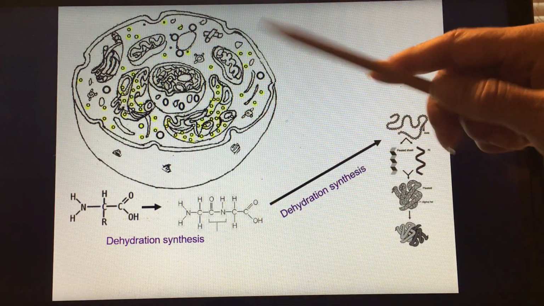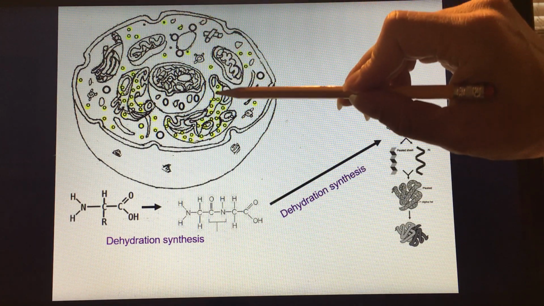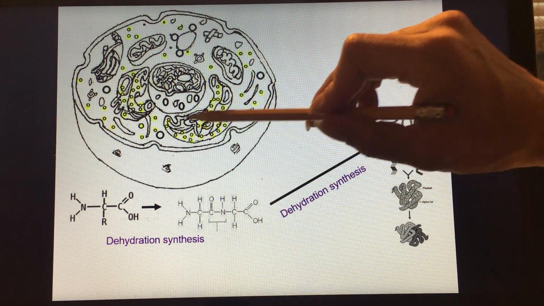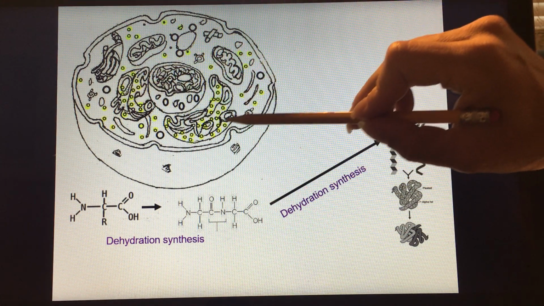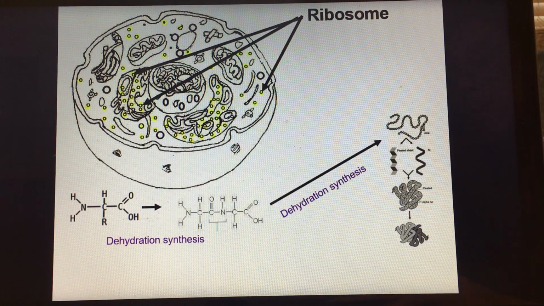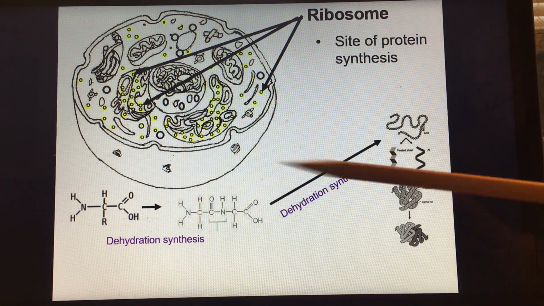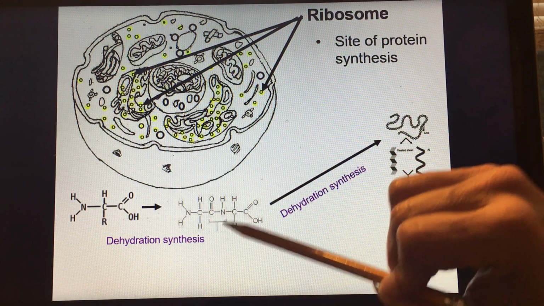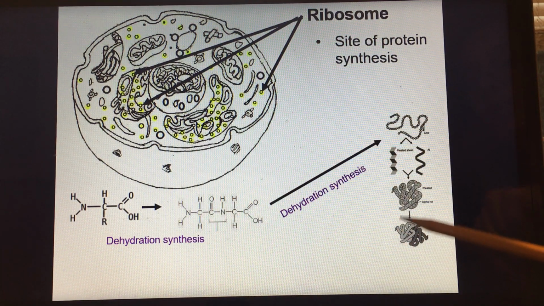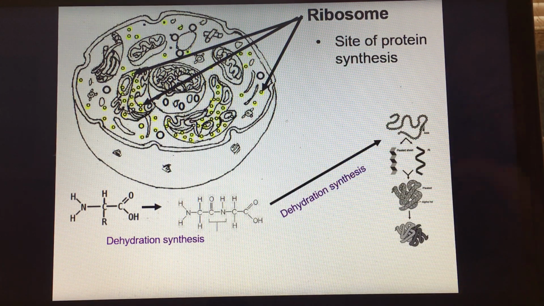Now, these tiny little yellow dots that are all over the cell, some of them are floating around in the cytoplasm, and some of them are stuck on the surface of these tubes. Those tubes are called the ER. And those little dots, the smallest ones, are ribosomes. And they are where proteins are made. It's where amino acids join together to make a polypeptide, and where polypeptides fold into a three-dimensional shape. So we have our amino acid, our dipeptide, and our polypeptide, which folds into a protein. And all of that happens because of dehydration synthesis, and where that happens is at the ribosomes.